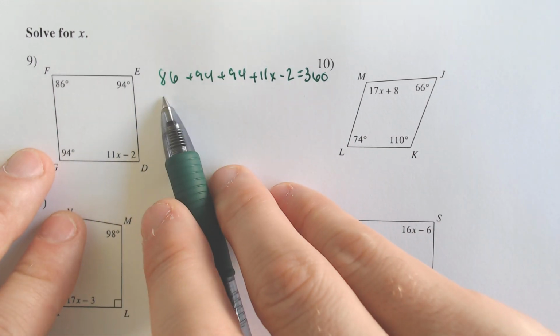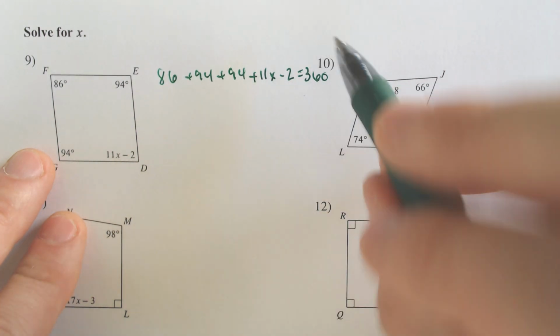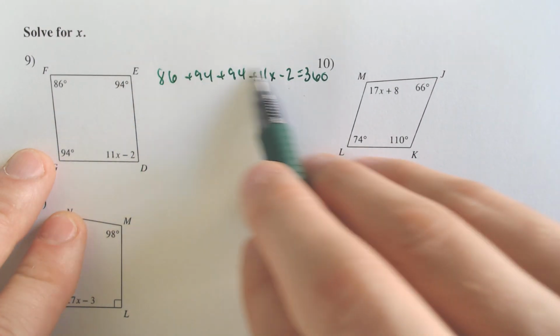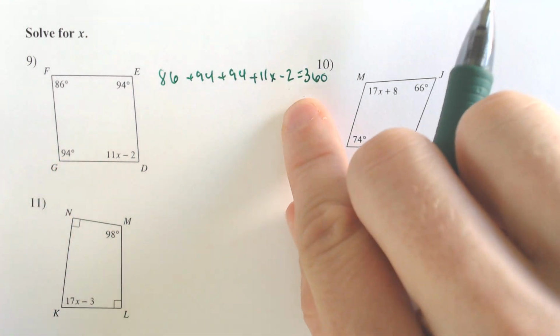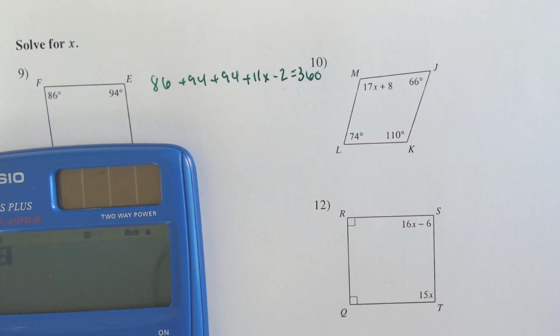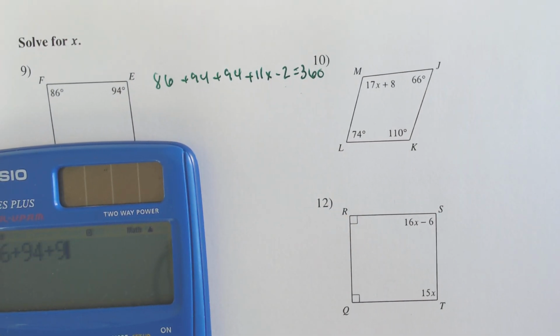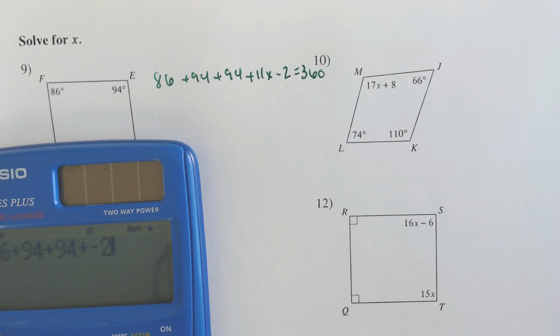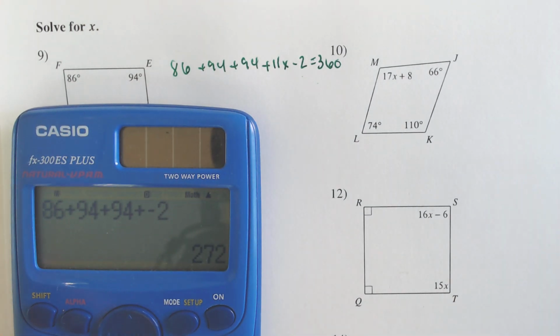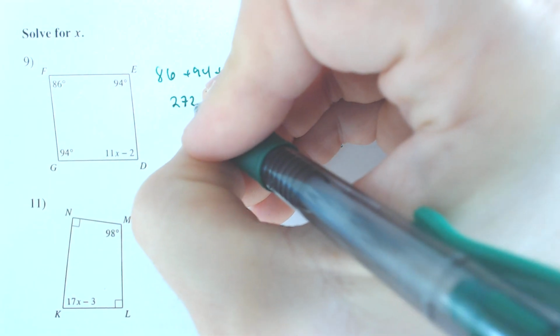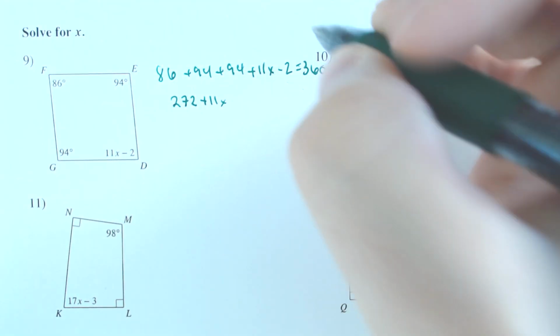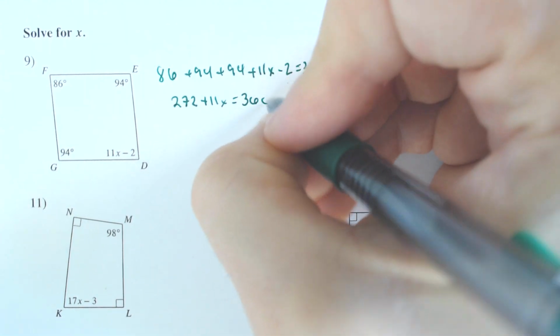So we got 86 and 94 and 94, and negative 2. Those are all like terms. So 86, 94, 94, and negative 2. 86 plus the 94 plus the 94 plus the negative 2 ends up equaling 272. So we have 272 plus the 11x is equal to 360.